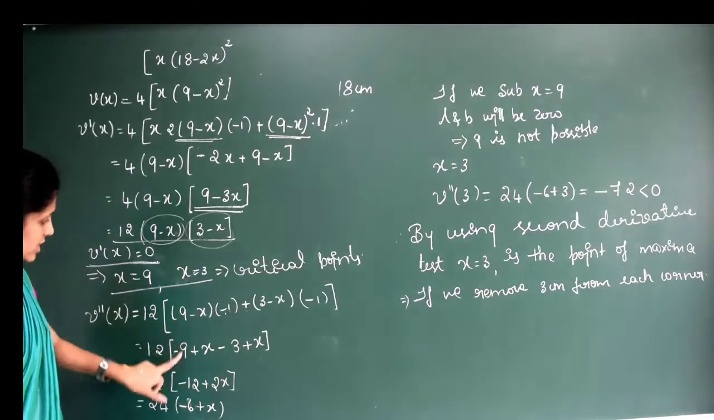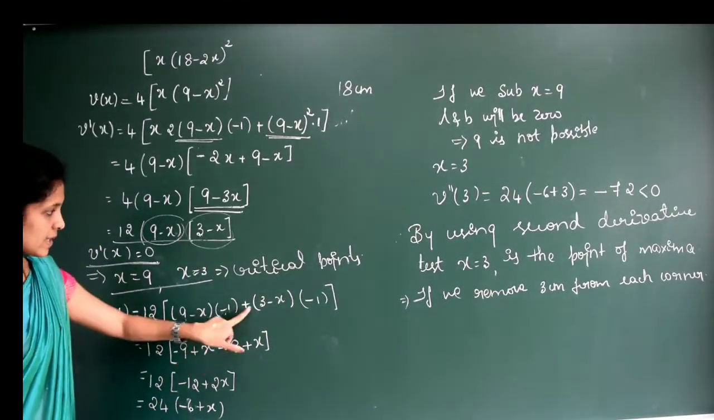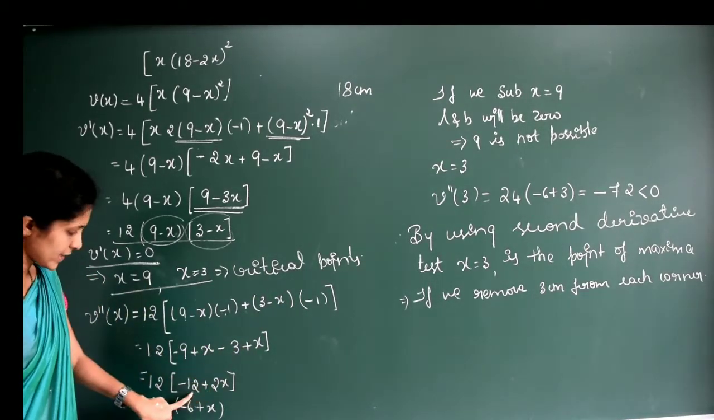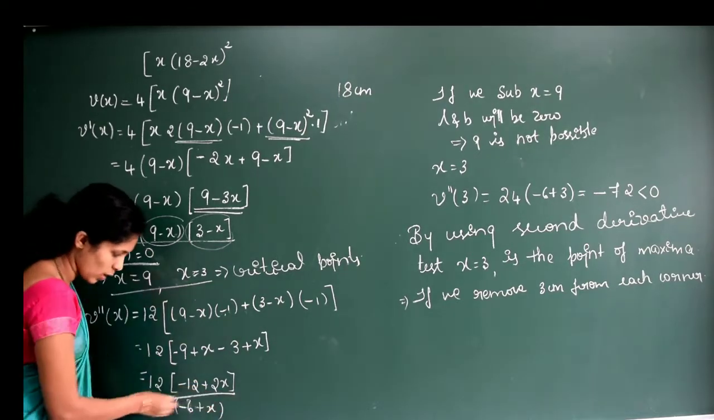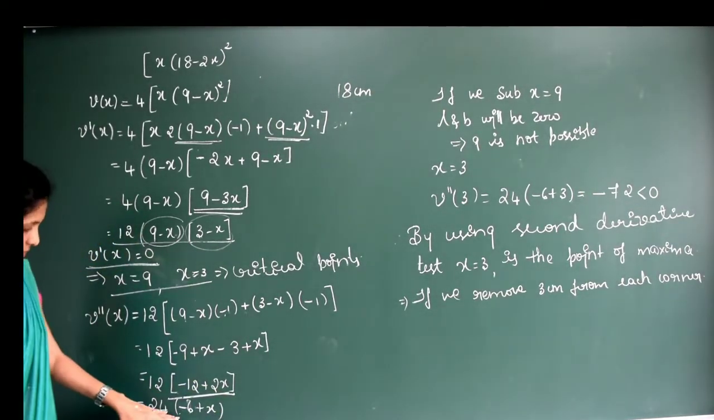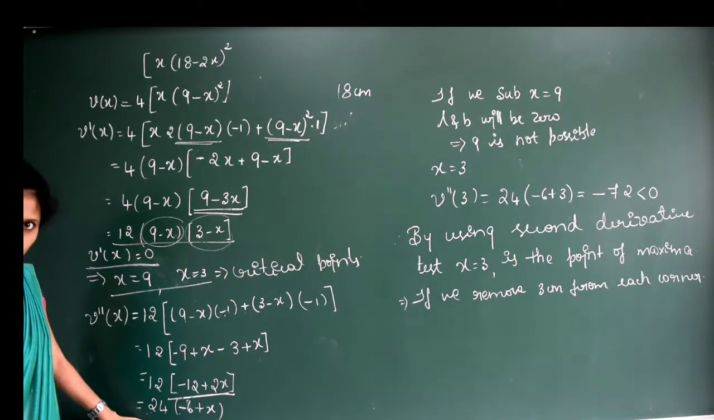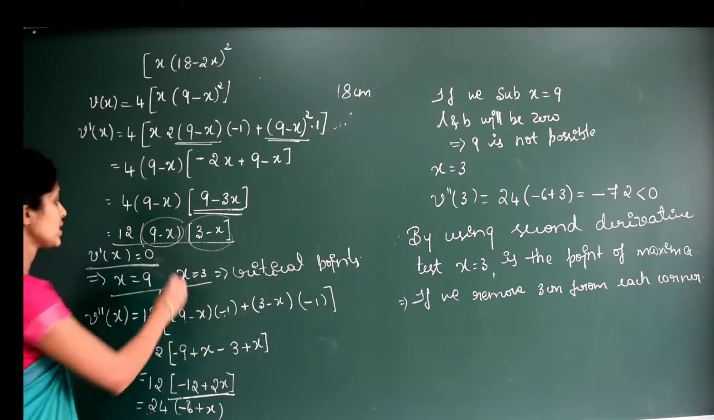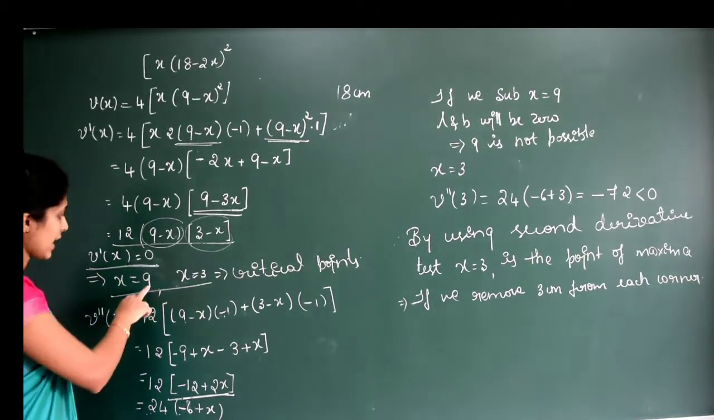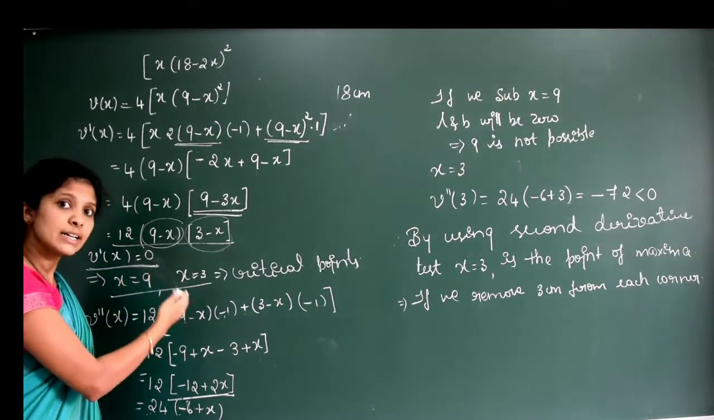After the simplification, so this is minus 9 plus x plus minus 3 plus x. So x plus x will be 2x and minus 12. Here also 2 is common, right? You can take out 24 into x minus 6. Now we got the V double dash of x. Now we have to check which one is the point. Either x is equal to 9 or 3. How much we have to cut, right? Either x is equal to 9 centimeter or 3 centimeter.